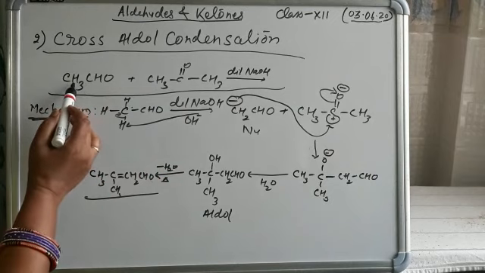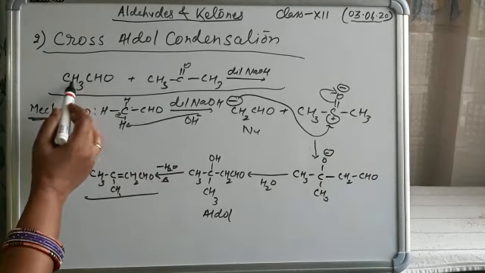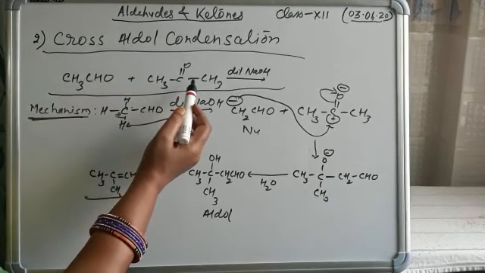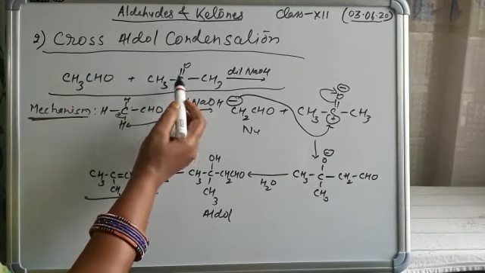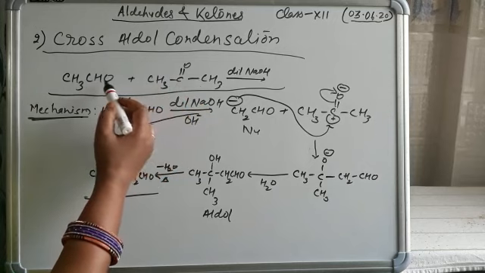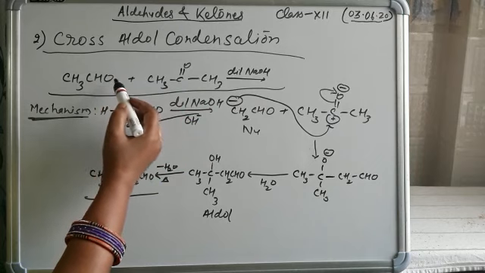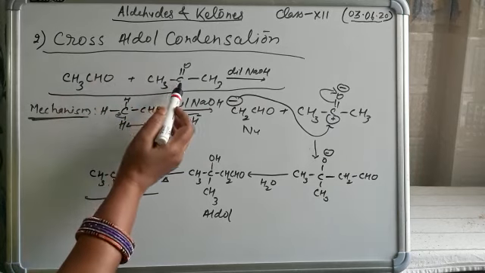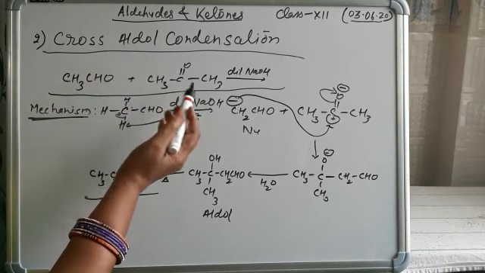Here ethanal reacts with itself to form a product. When acetone and acetone react to each other, they form another compound. And when this becomes nucleophile and this becomes electrophile, one of the products forms. And reverse, when this becomes nucleophile and this becomes electrophile, another product will be formed.